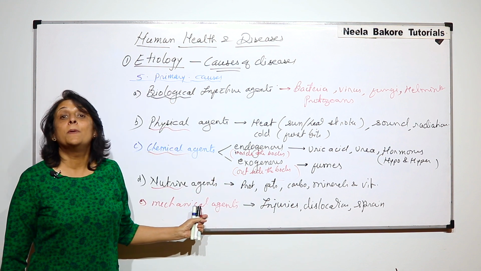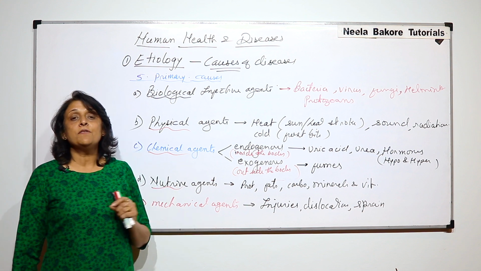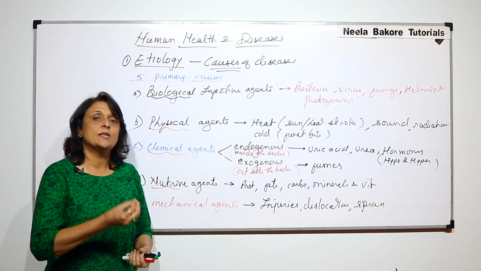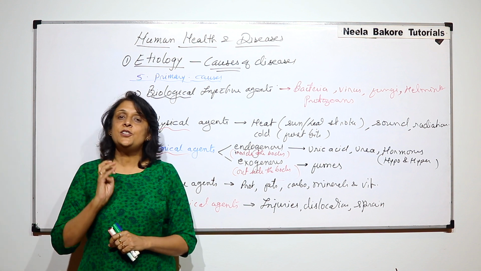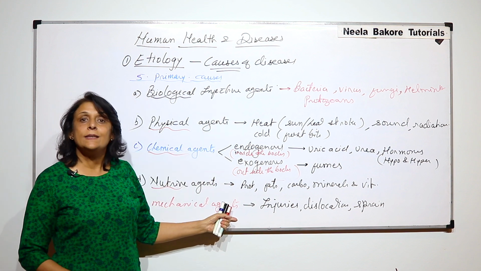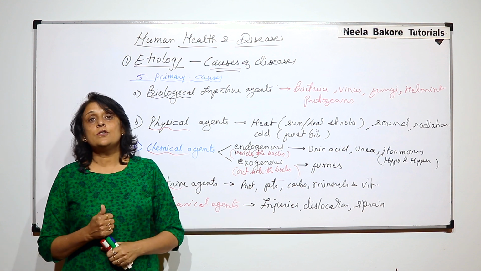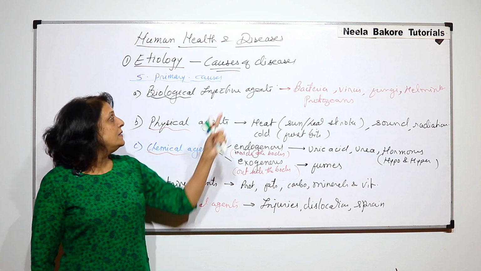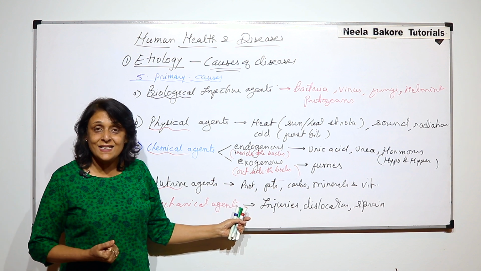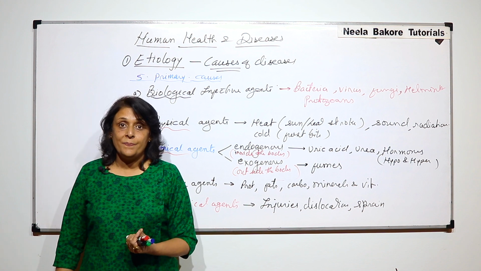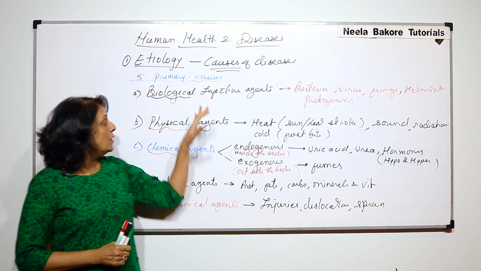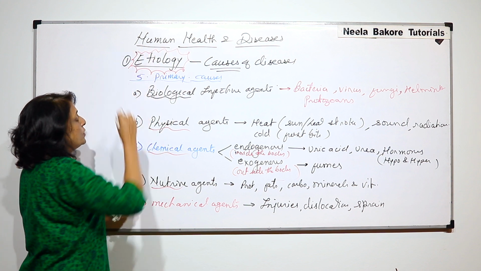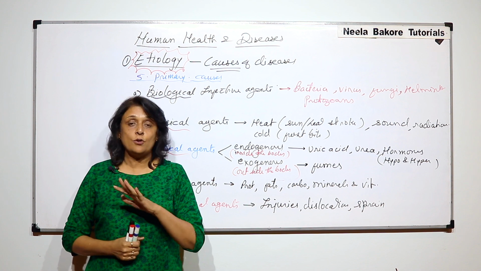So these are 5 primary causes of diseases. Now these 5 primary causes can get aggravated if there are a few more things added to it. For example, if the hygiene is not proper, then any of these things can get further aggravated. If the person is not able to get pure water, sufficient water, proper food, balanced diet, then these primary diseases caused by these agents get aggravated. So we divide the causes into these 5 categories, and the technical term that we use is etiology.